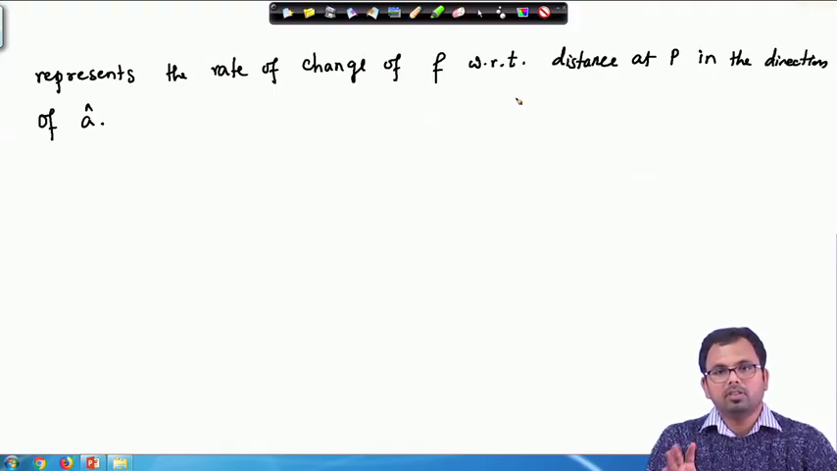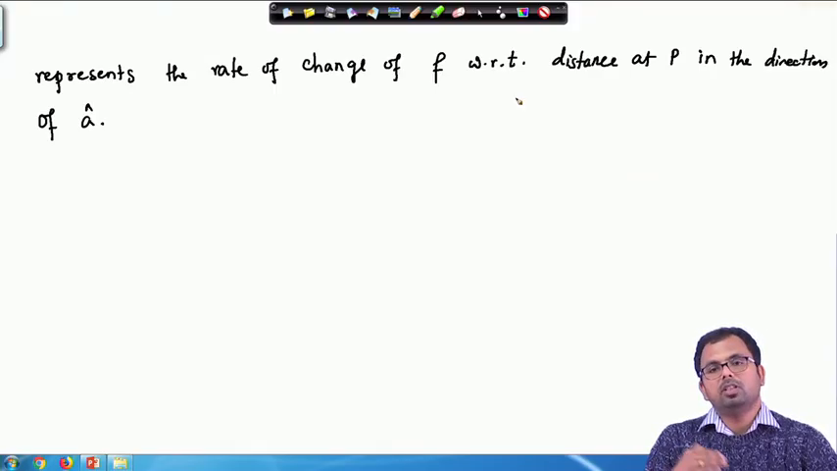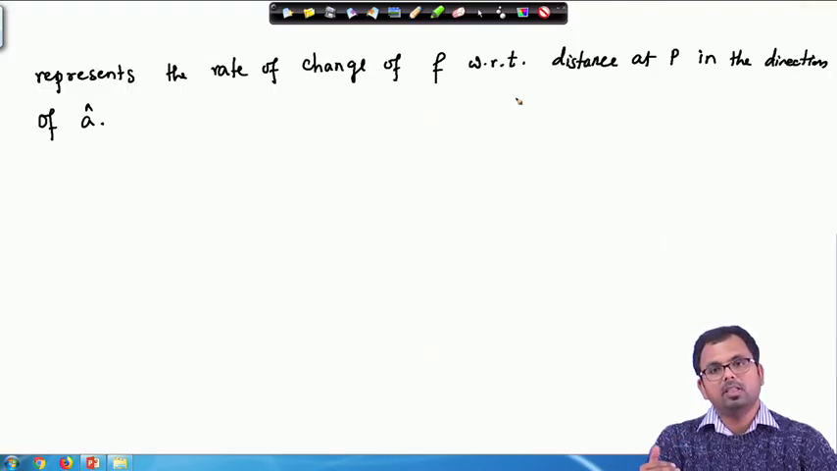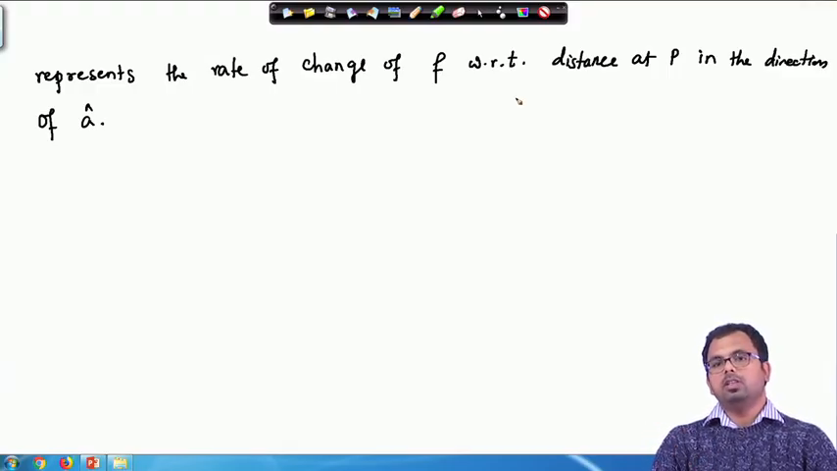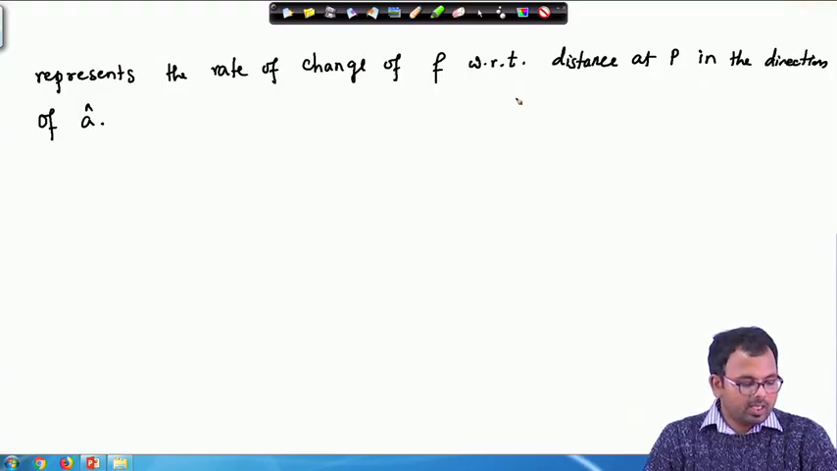So, you have a unit vector at a point p on a surface f x y z equals c. Your directional derivative is actually the rate of change of that function f x y z with respect to distance, of course, in the direction of that unit vector at the point p, or whichever point it is where you are calculating the directional derivative. This is the physical interpretation of the directional derivative.